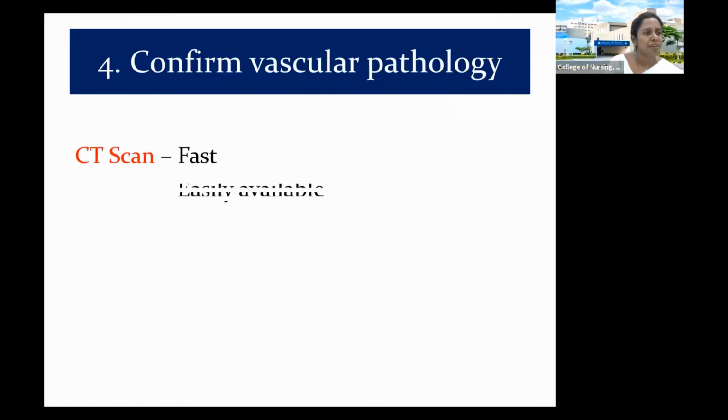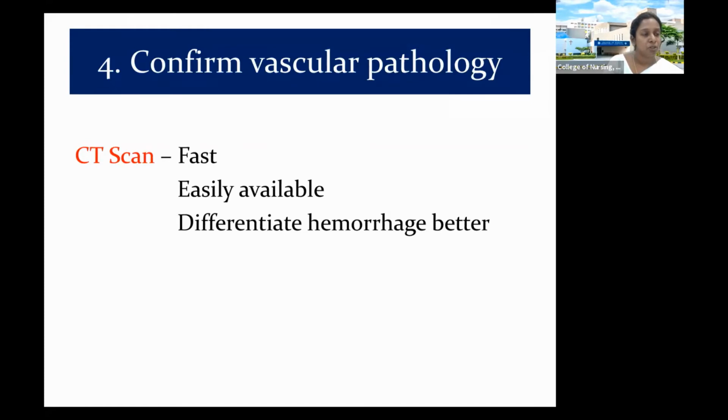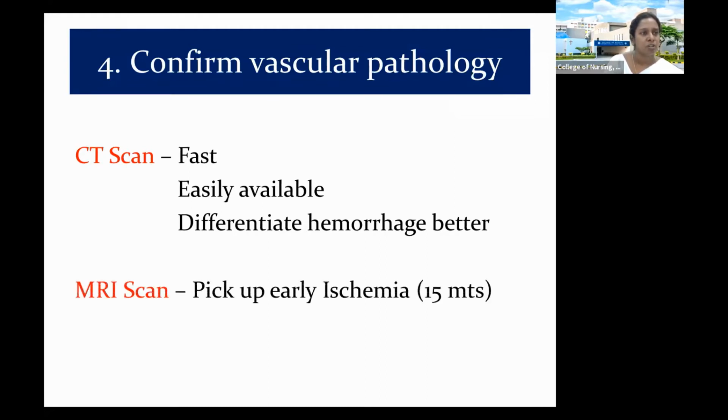Again, in the diagnostic factors we saw yesterday, CT scan is the first modality of diagnostic facility that we have. It is fast, easily available, and can differentiate hemorrhage better. CT scan takes 5 minutes or less, so it is easy to identify the vascular pathology. MRI scan can pick up early ischemia within 15 minutes, and posterior circulation pickup is better in an MRI scan.